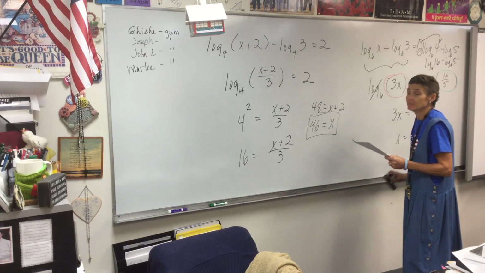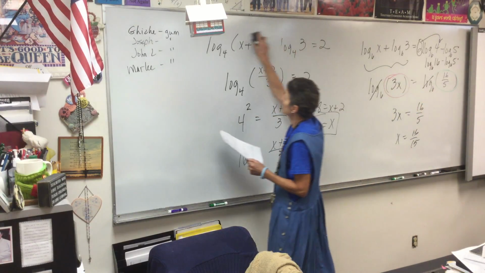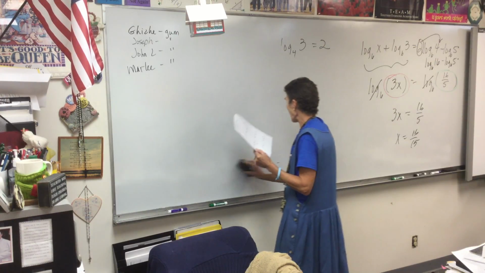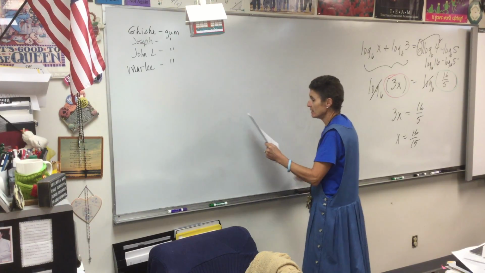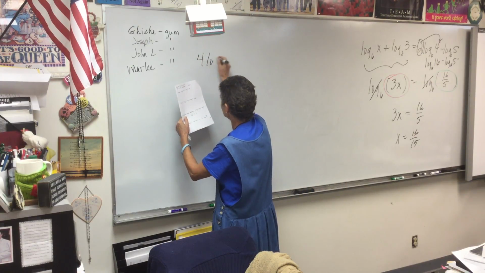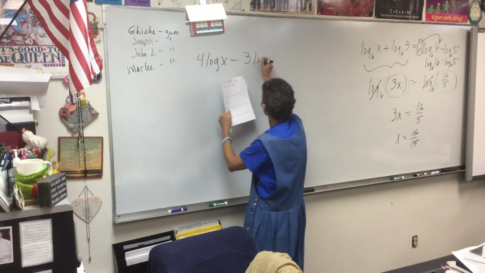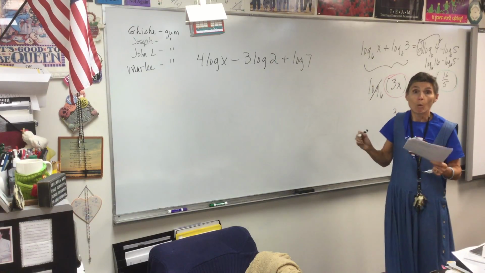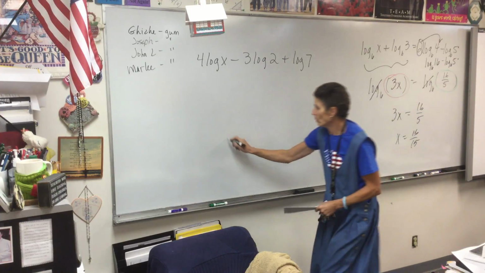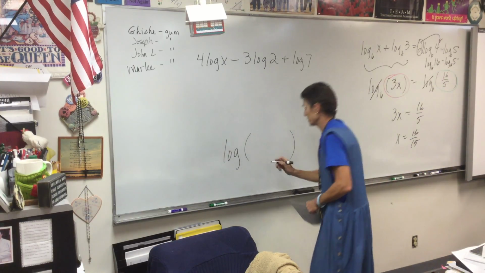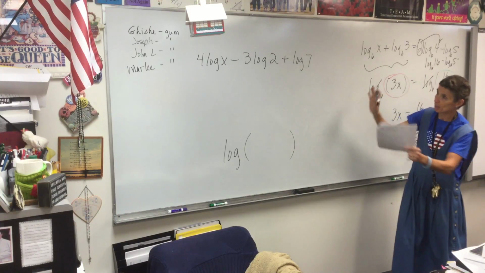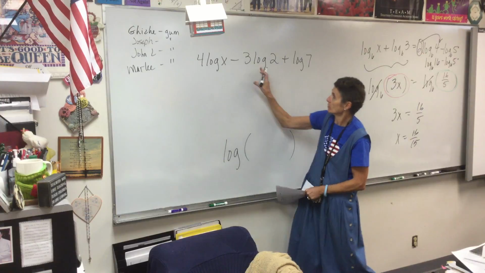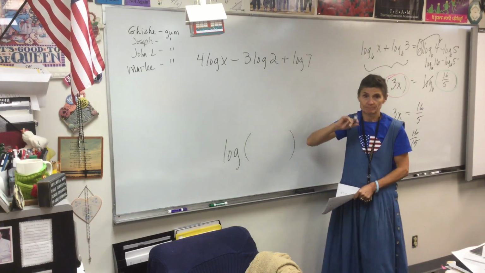Problem number 3 is exactly the same type of problem, but it's not an equation. It is simply asking you to take that big, long expression and combine it into 1. So ultimately, we want to have the log of something, 1 logarithm. We got to put all that together so that it's 1 log. Instead of log, log, log, it's 1 log.